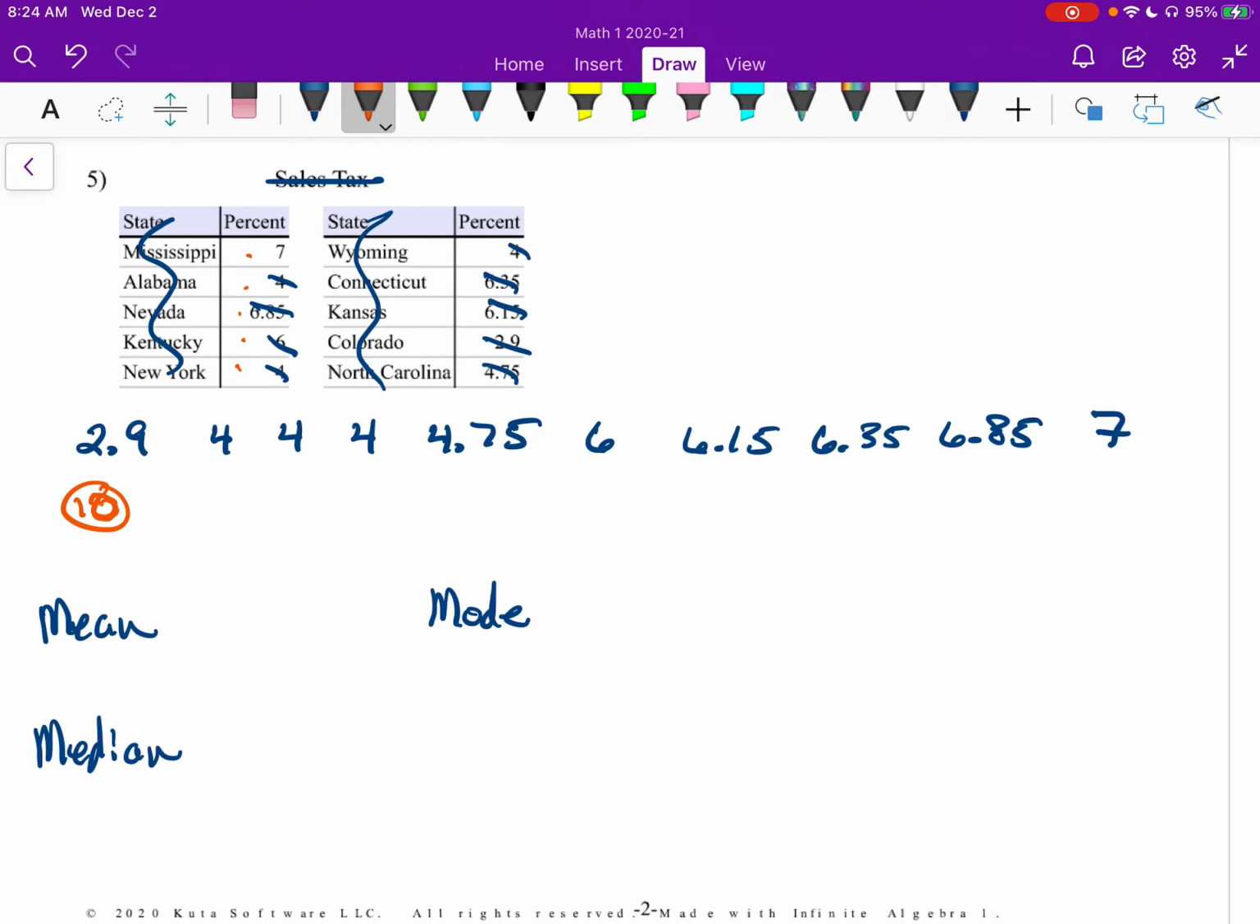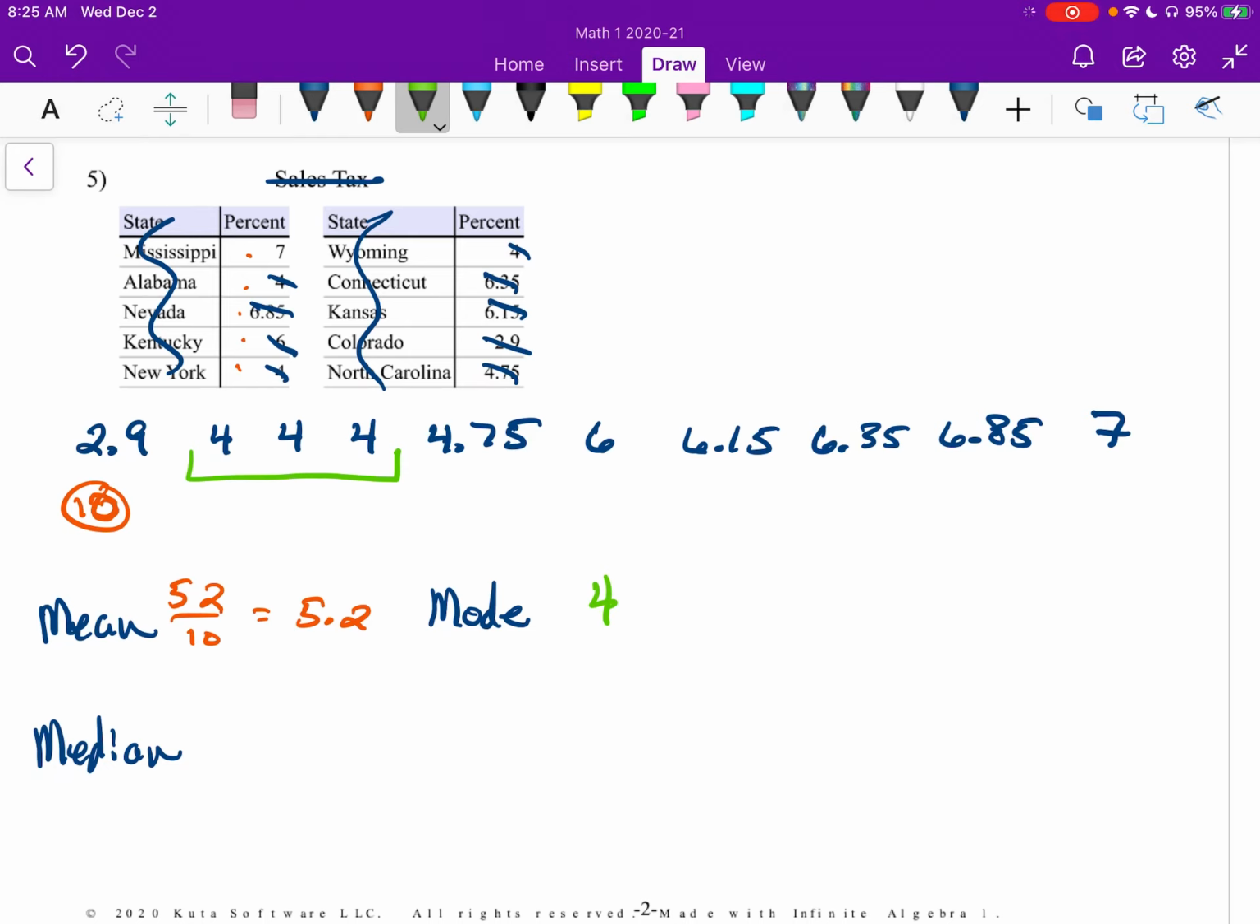So to find the mean, I'm going to add them up. So 2.9 plus 4, 4, 4, 4.75, 6, 6.15 plus 6.35 plus 6.85, and then plus 7. So I got 52. So I'm going to have 52 over 10, which gives me 5.2. The mode, the number that happens most often, I have 3 4s, and that's the only number that repeats. So my mode is going to be 4.